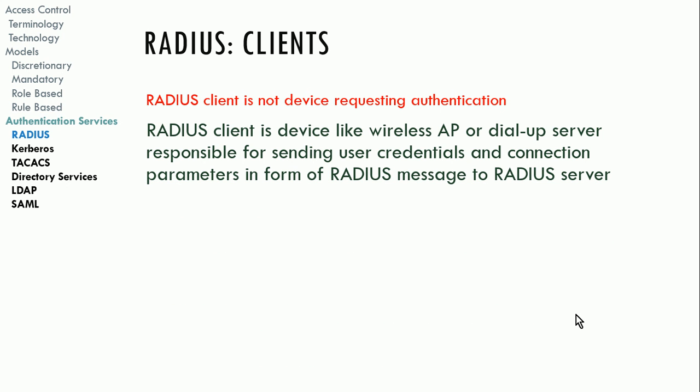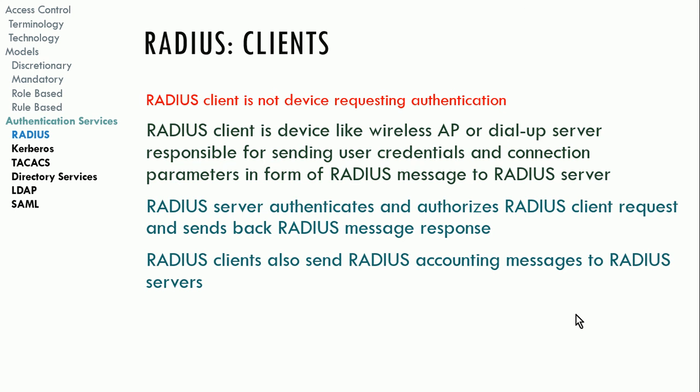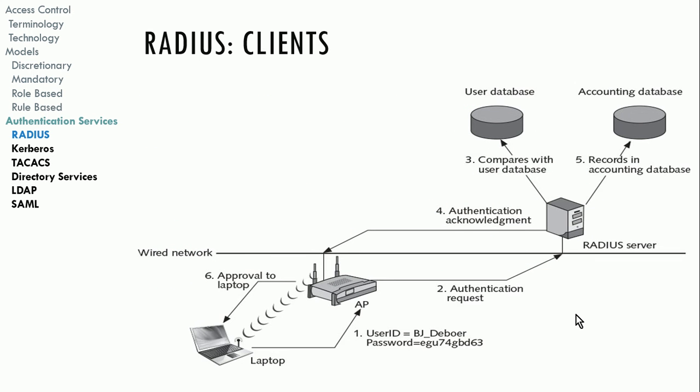So in Radius, you have this concept of a client, which is a device like a wireless access point or a dial-up service. A Radius client is not the device that's requesting authentication. It's a device that mediates those requests, like a wireless access point or a dial-up server, or a switch, for example, might support this. So the Radius server authenticates and authorizes a Radius client request and sends back the Radius message response. And then once they're authenticated, they're able to use the network.